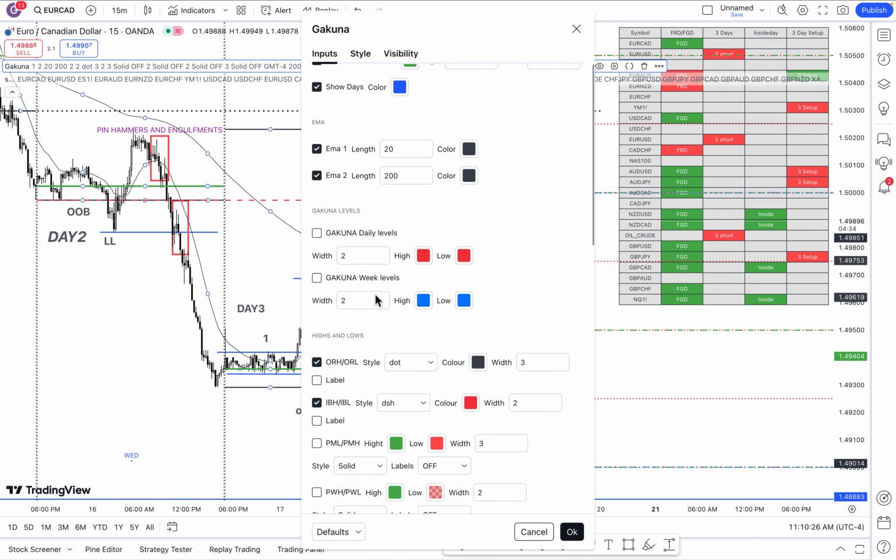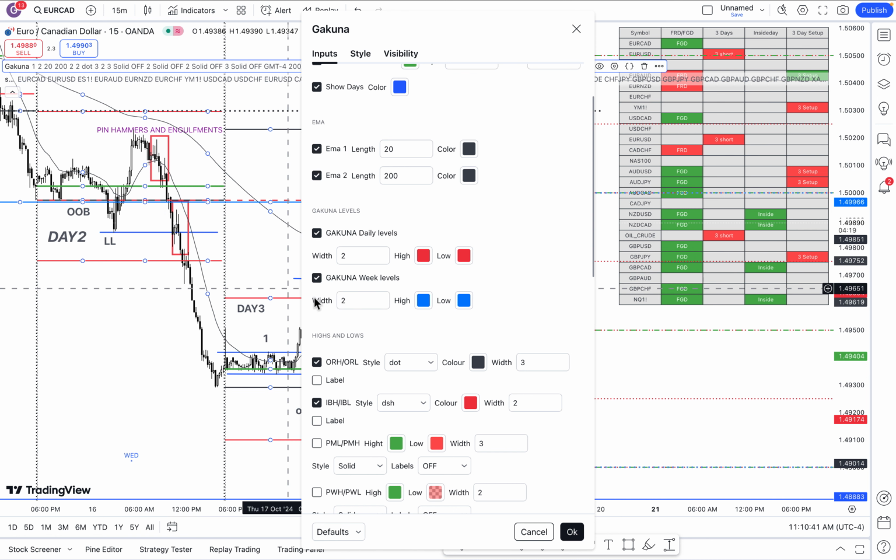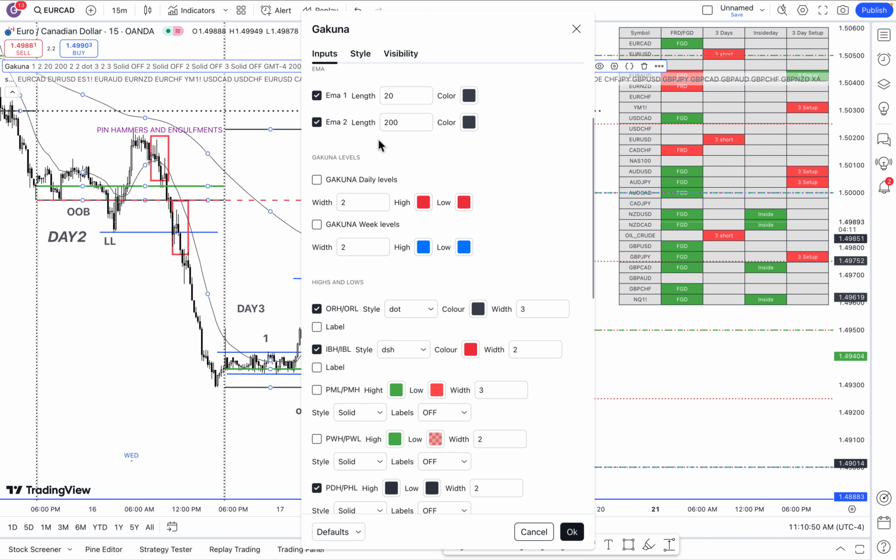We also have the Gakuna levels. These are weekly and daily levels where the market often reverses from. If you look at the daily levels, you can see they've appeared. These are levels we can get continuation or reversal trades from, and I'll be showing you further how to use them.